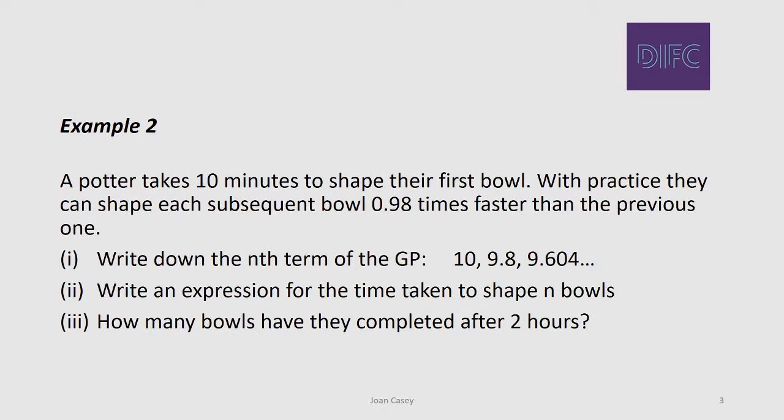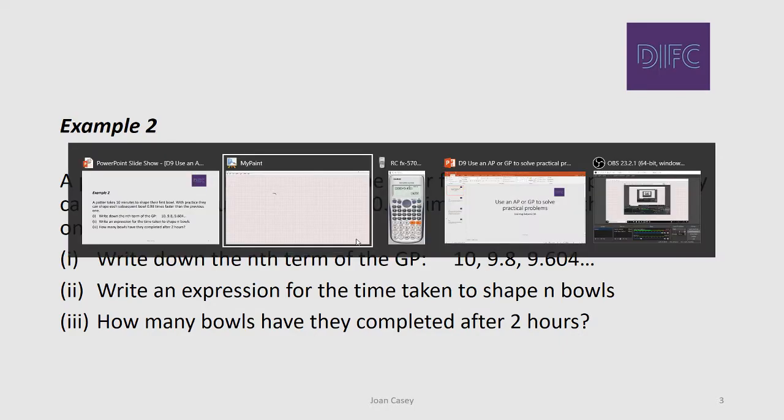Okay, in example 2, a potter takes 10 minutes to shape their first bowl. With practice, they can shape each subsequent bowl 0.98 times faster than the previous one. So write down the nth term of the GP, and we're given 10, 9.8, 9.604, etc. Write down an expression for the time taken to shape n bowls, and then the final part, how many bowls have they completed after 2 hours.